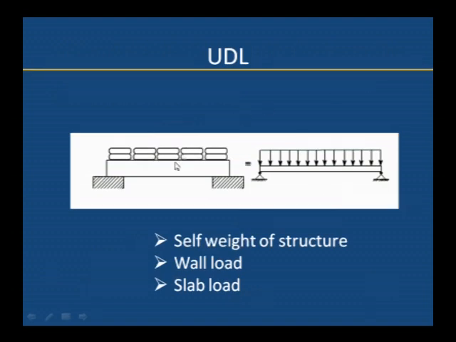We can see examples of uniformly distributed load. If it is loaded uniformly like this, some cement bags or load is applied, or even the self weight of the structure. If it is the weight of a concrete slab, that is a uniformly distributed load. Or if a wall is constructed on the beam, that is also a uniformly distributed load.